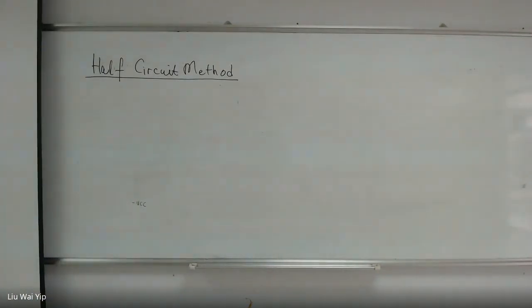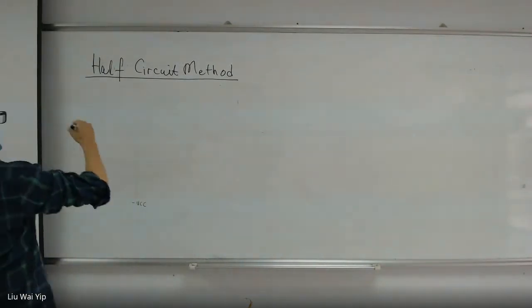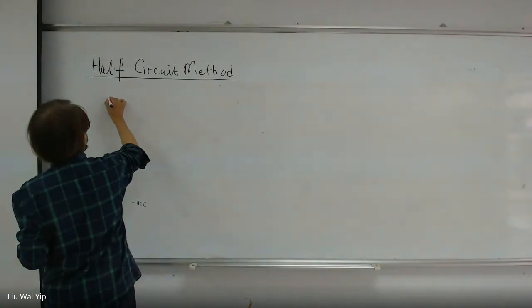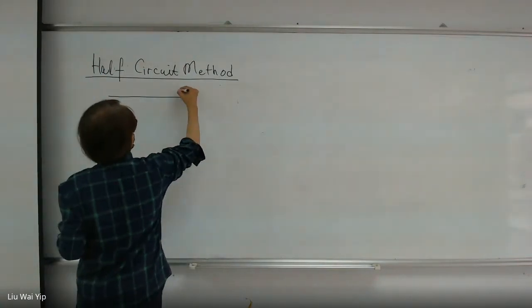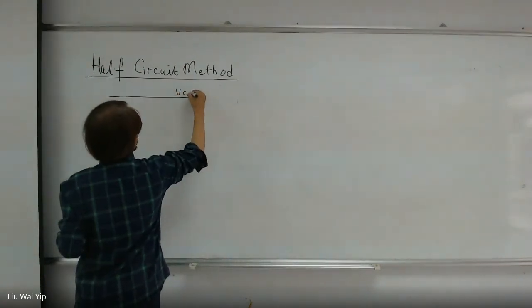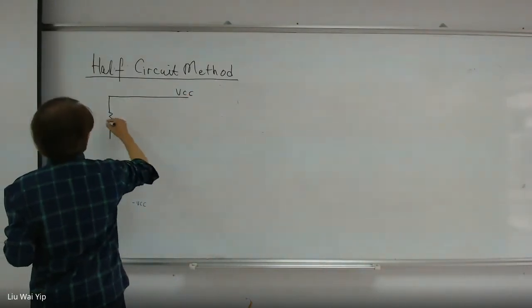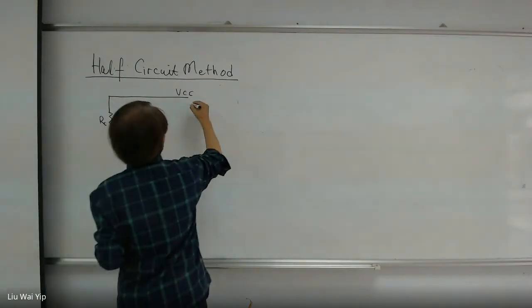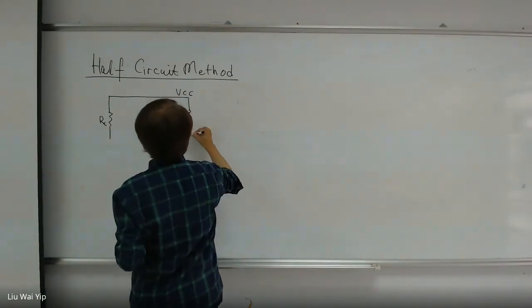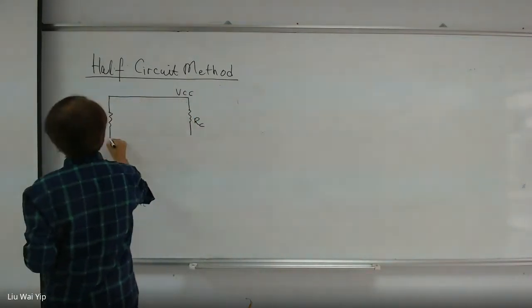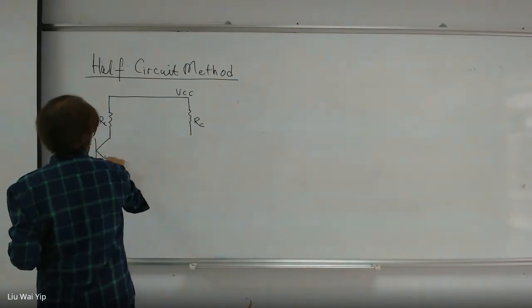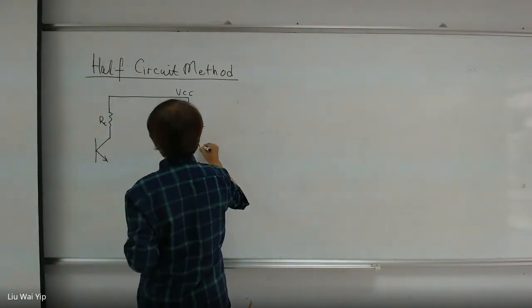So what it is, suppose you have a differential amplifier. The voltage supply is VCC, and you have a collector resistance here. And you have a transistor here.